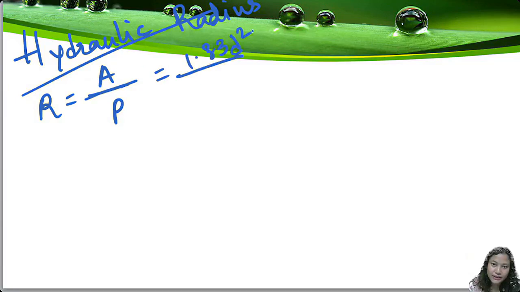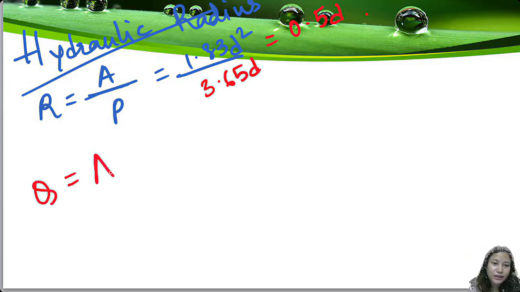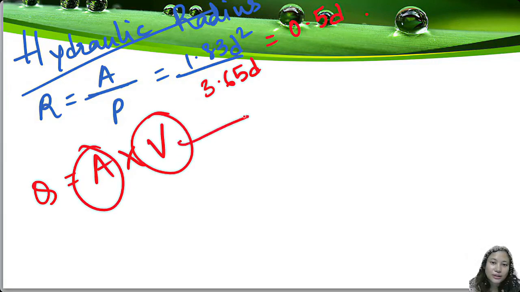Area we have already derived as 1.83d square, isn't it? And what is the wetted perimeter? 3.65d. So R is equal to 0.5d. Now the easiest formula to solve this discharge is given by Q equal to A into V, area into velocity. This velocity here is Manning's velocity.